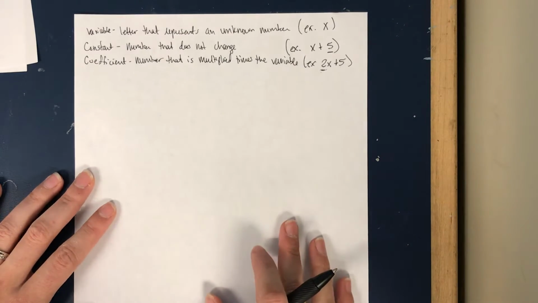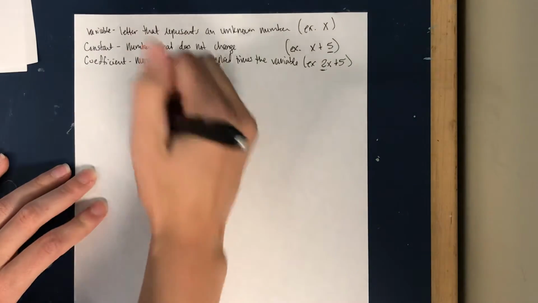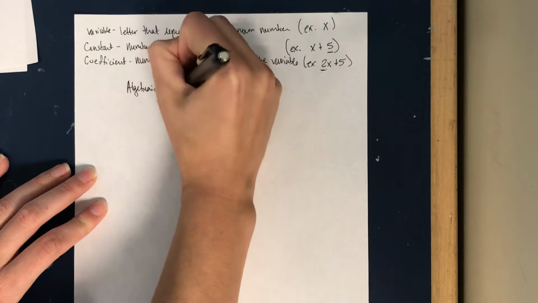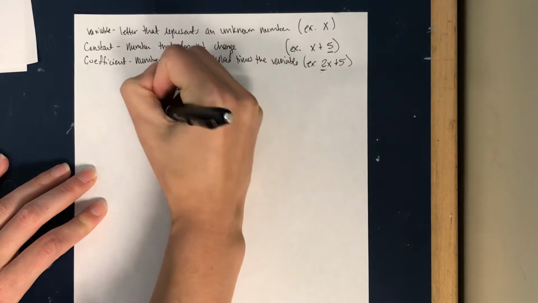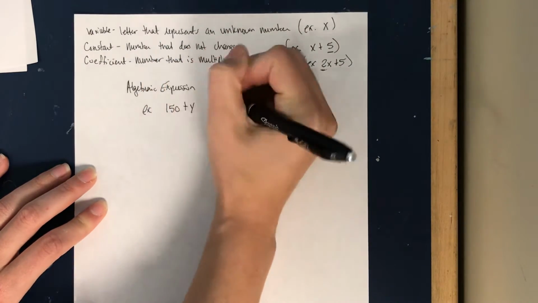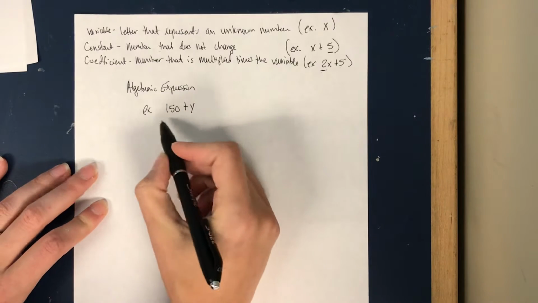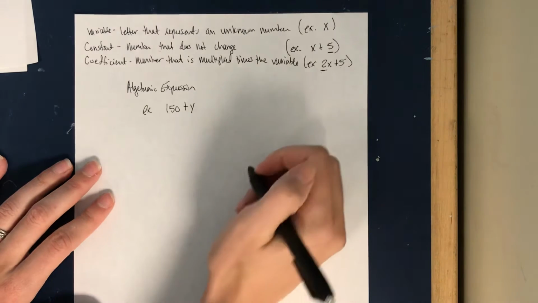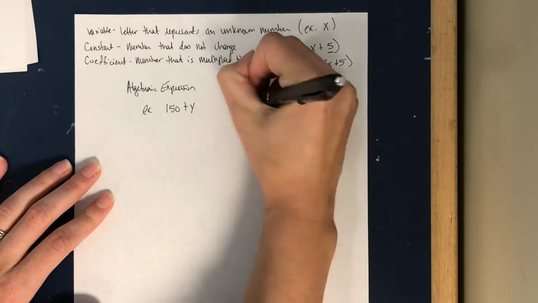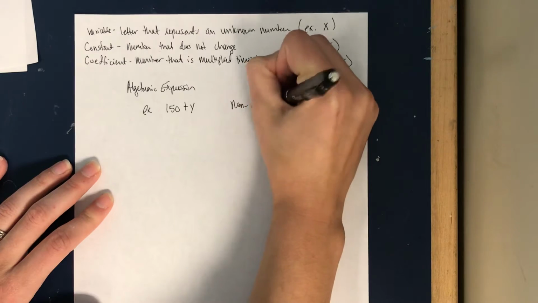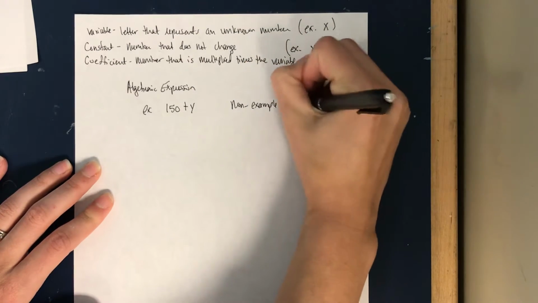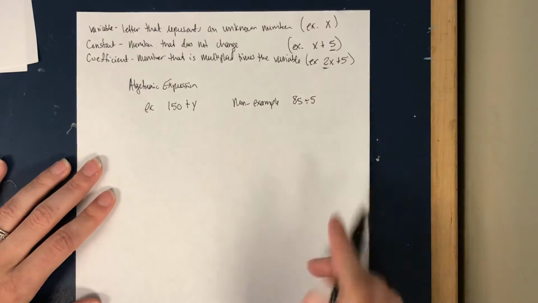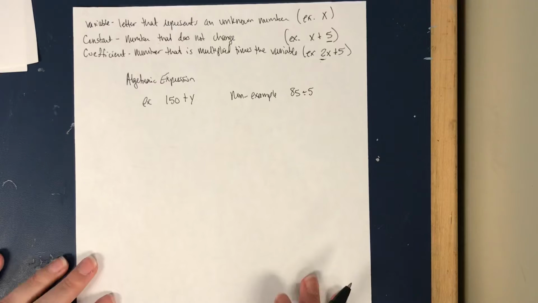Okay, so an example of an algebraic expression would be, let's say 150 plus y. That's an algebraic expression. Now a non-example would be, let's say 85 divided by 5. It's not an example. It doesn't have a variable. That's just a regular old math problem, a division problem.